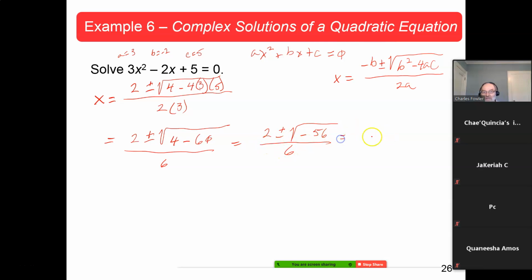Well, let's break that down a little bit more. 2 plus or minus. Now, what I like to do here, I know I've got a minus 1 there. So let's factor that out. Are there any perfect squares in 56? What you can do is do your prime factorization. 56 is 2 times 28, right? 28 is 2 times 14. 14 is 2 times 7.